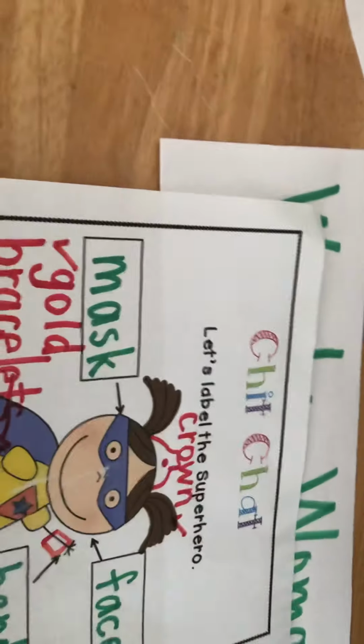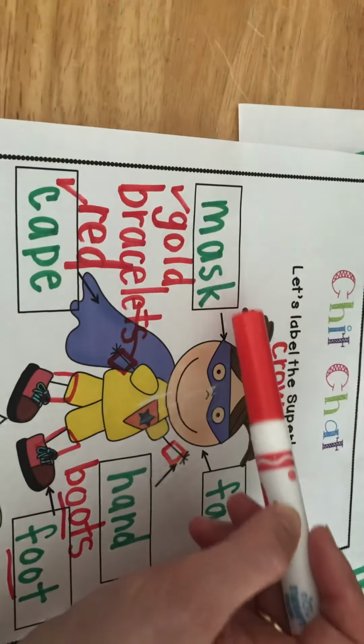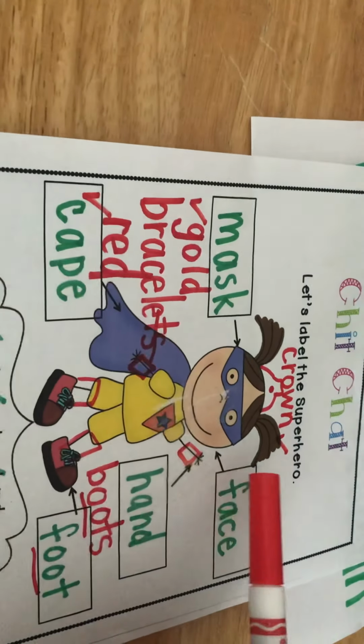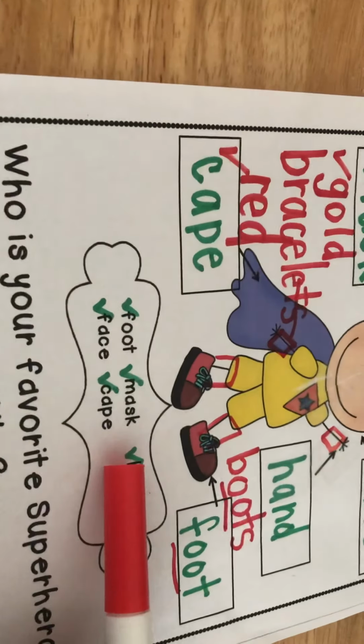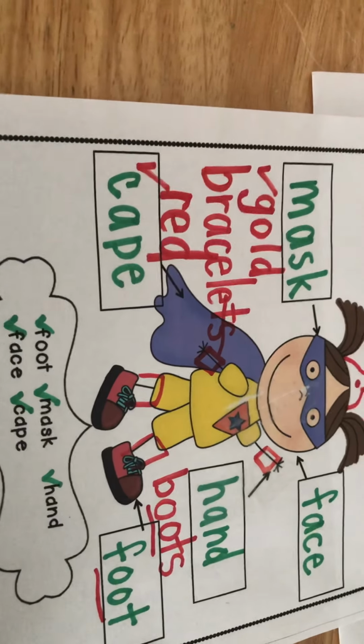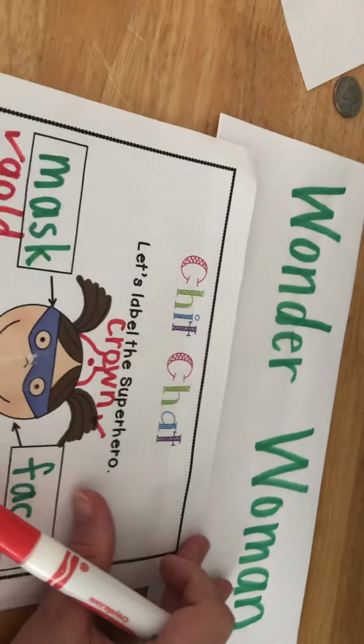And that was the title of my story. And let's take a look at the picture I had of my superhero. And then we had words that we could use to label her picture. And I can use these words when I am wanting to write a story about Wonder Woman.